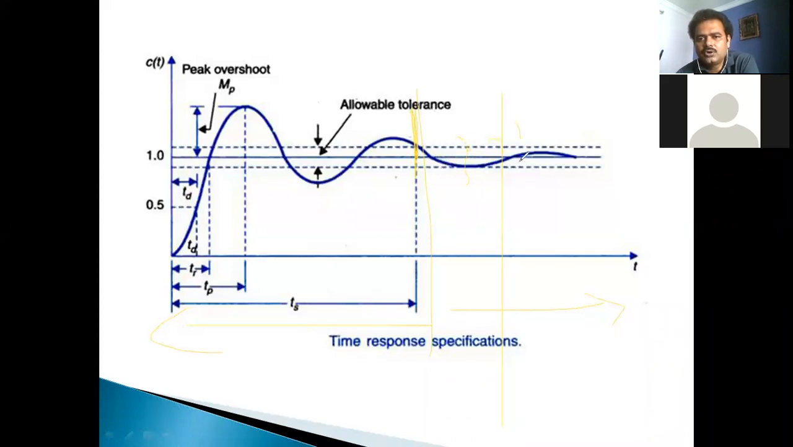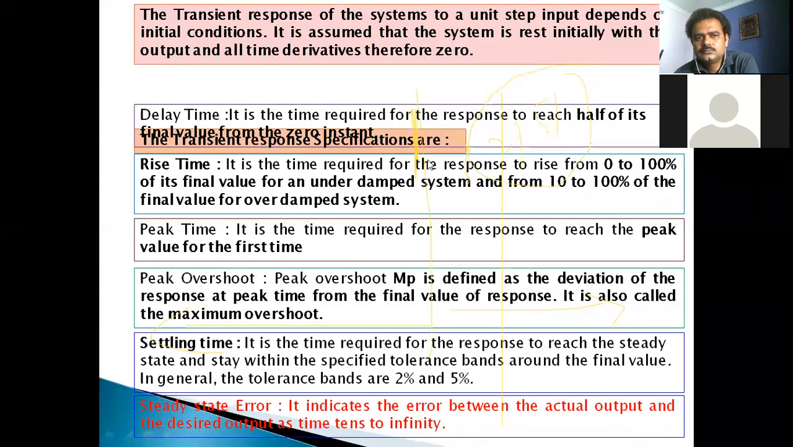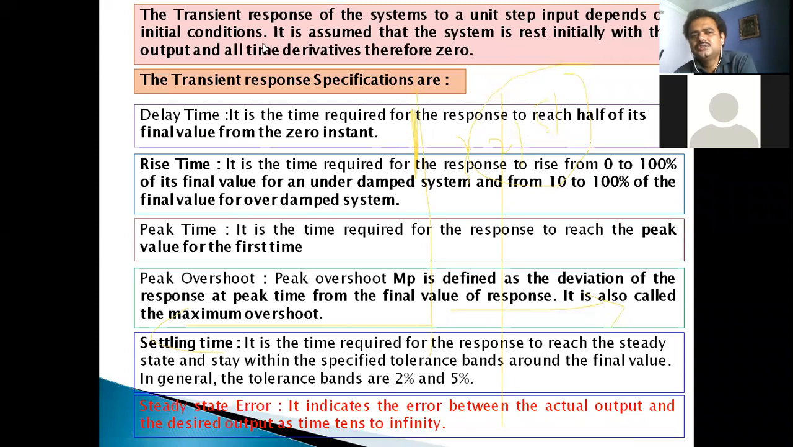A 2 to 5% tolerance is allowable in control systems in most practical cases. So 2 to 5% is allowed. Here the initial conditions are very important, but while doing the derivations we assume that initial conditions are equal to 0, and all its time derivatives, the first derivative and second derivative, are assumed to be 0.